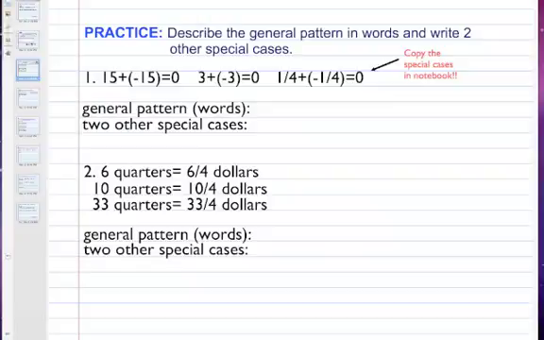We're going to get you started right away working with some general patterns in words and writing some special cases. So first thing I need you to do is copy down the original special cases in your notebooks for problems 1 and 2. Then write a general pattern in words. Finally, write 2 other examples that would match that general pattern. Press play when you're ready to see possible answers.